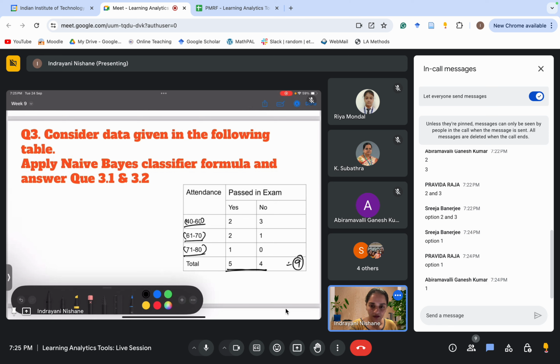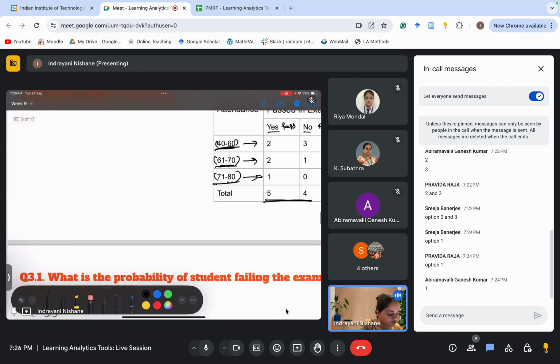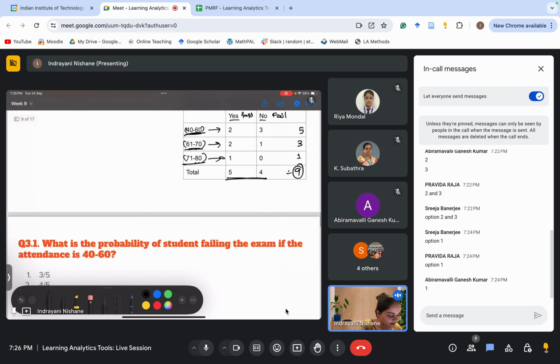The total number of samples in this data set is 9. The total number of samples in the class where attendance is 40 to 60 is 5. In the 61 to 70 class, there are a total of 3 students, and for attendance between 71 to 80, there is 1 student. So this is fail and this is pass. Based on this table we are supposed to compute.